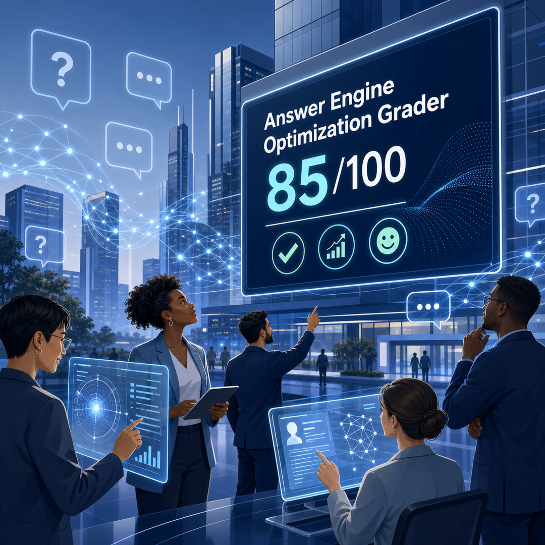The credibility factor. Citations are the new backlinks. When an AI provides an answer, it builds trust by citing its sources. According to a user study by Perplexity AI, 75% of users trust AI-generated answers as much as or more than traditional search results, provided that clear citations are included.